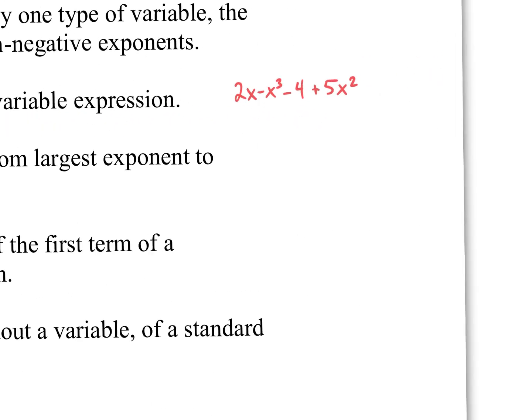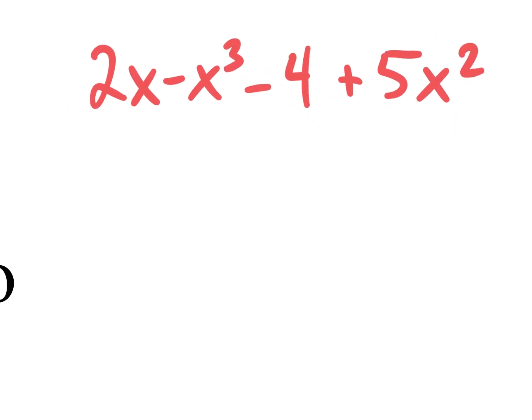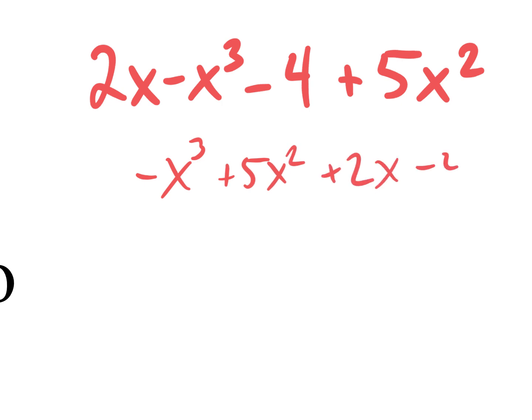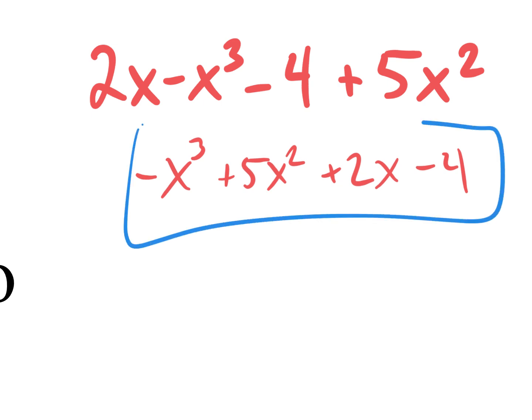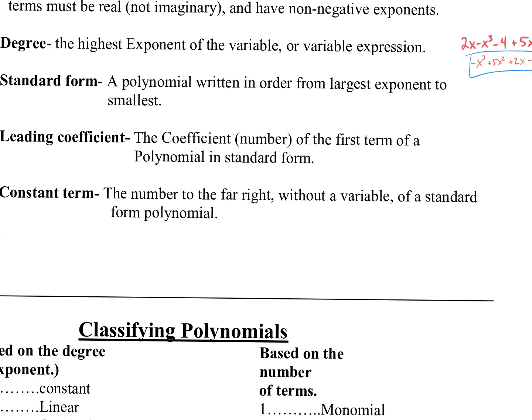So this guy right here is not in standard form. How would we rewrite this in standard form? What would my first term be if I wanted to put it in order? Negative x to the third, and then plus 5x squared, and then plus 2x, and then minus 4. Perfect. This is now in standard form. And we kind of already did this with long division and with synthetic division. You want to put it in order before you do long division or synthetic division. Anyway, that's standard form. What else?